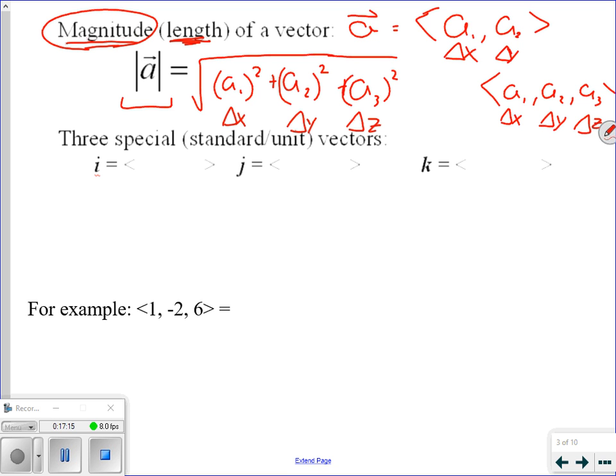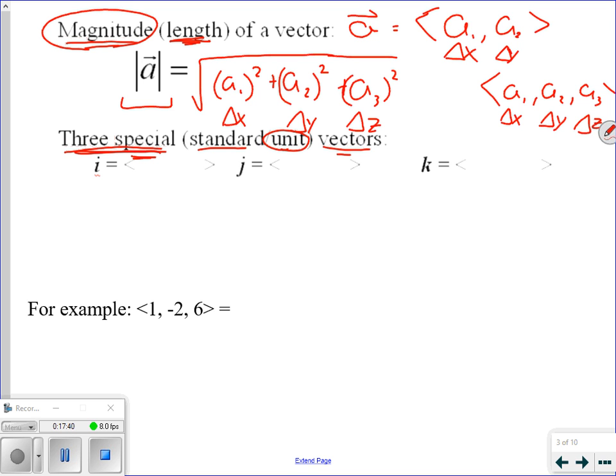All right, now also with vectors, there's something else we need to know. There's three special vectors. They're called standard, or what I'd say mostly is unit vectors. Now, this is a strange thing, honestly, for us. Sometimes it doesn't make sense in calculus because we don't have as much application with unit vectors.